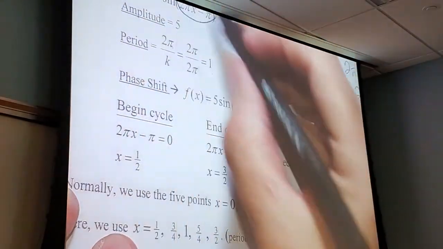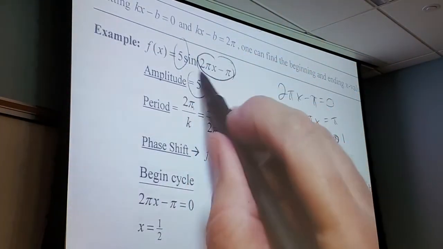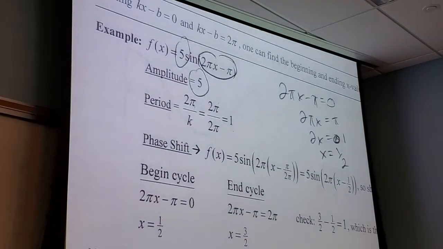So that's the period. The amplitude, of course, is 5. So now instead of going from -1 to 1, this function is going to go from -5 to 5. You guys with me? Maybe?